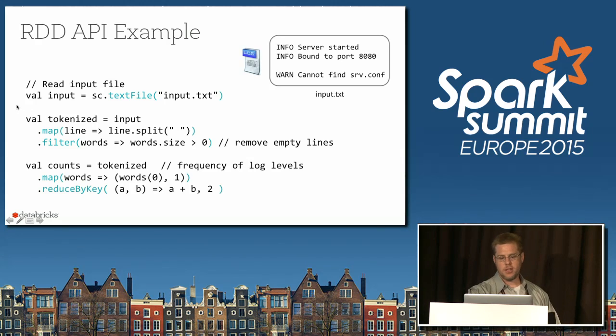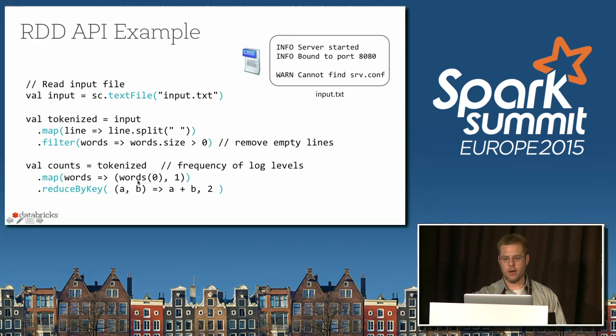Right? So let's say this is our program. We do a text file on some log file. We do a line.split on the spaces. We filter out empty lines. And then we map from the words to, and words is really a line here. So we're mapping from a line to the first word in a line.